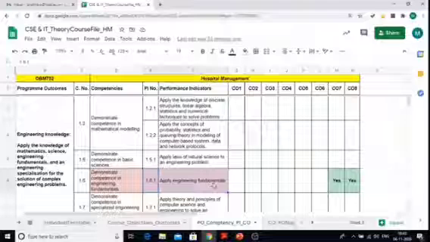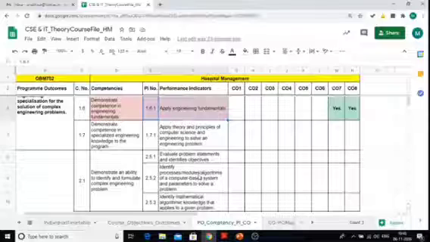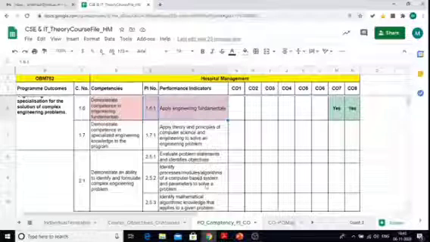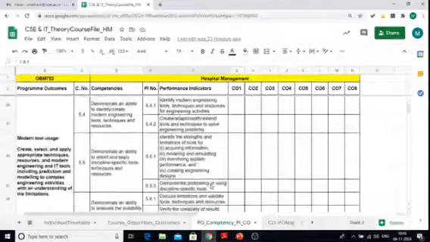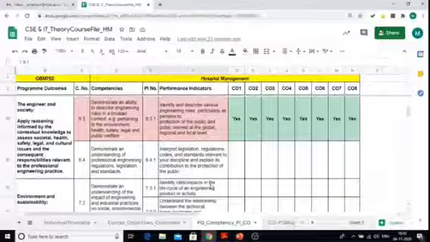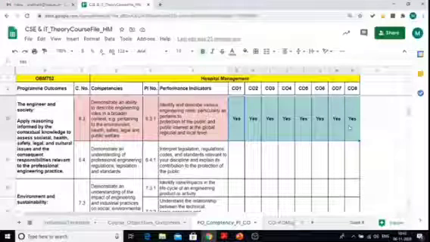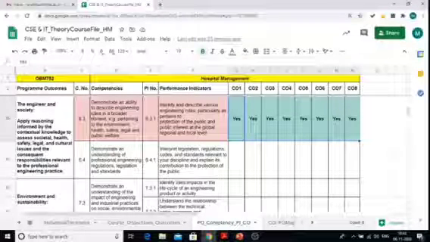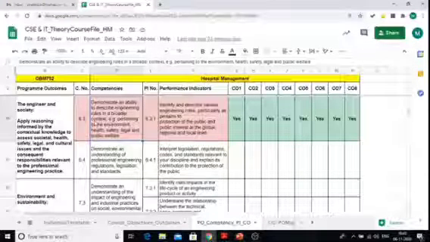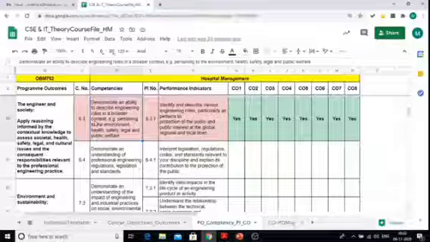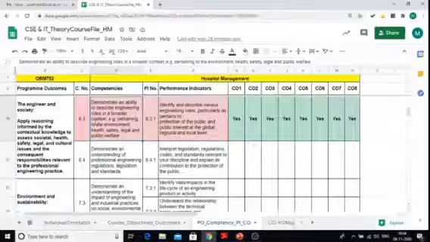Like this, we have to identify the remaining COs which are mapping with the corresponding performance indicators. Like this, I have completed for all 12 POs and I have identified the list of COs which are mapping with the corresponding performance indicators and the competencies. So this is step number 1, where we map CO with PI. After completing step number 1, we have to move to step number 2.